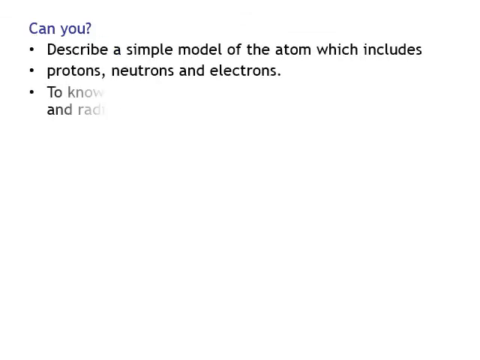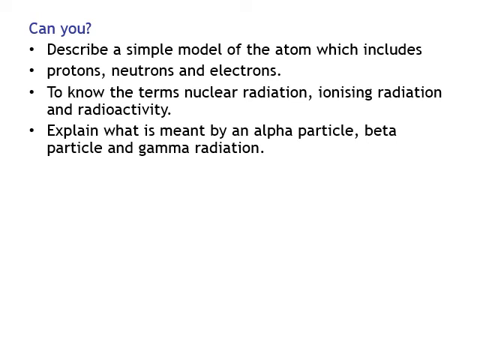So you need to describe the model of the atom, which includes the nucleus containing the protons and the neutrons, and the electrons orbiting it. Know nuclear radiation, ionizing radiation and radioactivity, and say what alpha particles are, what beta particles, and what gamma radiation is.